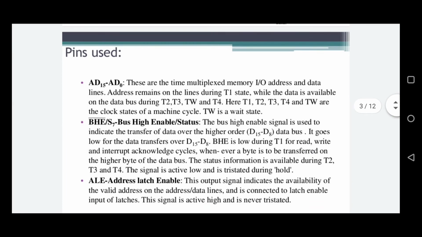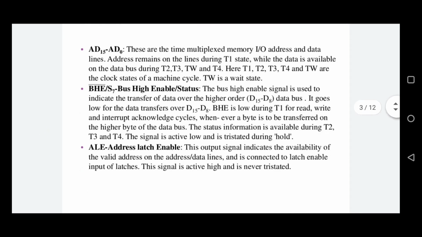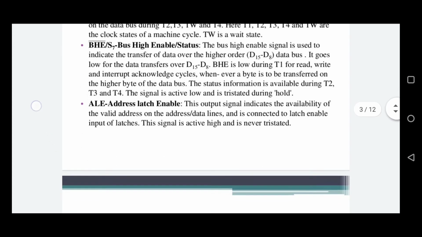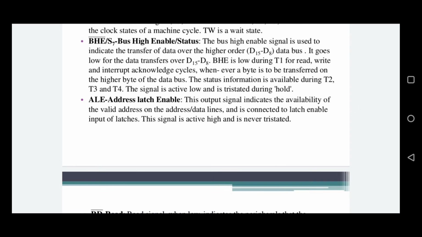this block diagram, that is AD15 to AD0. That is nothing but the address and data buses. Both are multiplexed, so it is called time multiplexed memory, IO, address and data lines. And here BHE is the bus high enable signal. It is used to indicate the transfer of data over the higher order data bus. And S7 is nothing but a status signal, and ALE is nothing but address latch enable. So this signal is used to indicate the availability of a valid address on the address data lines.